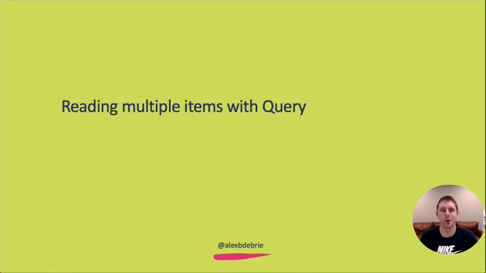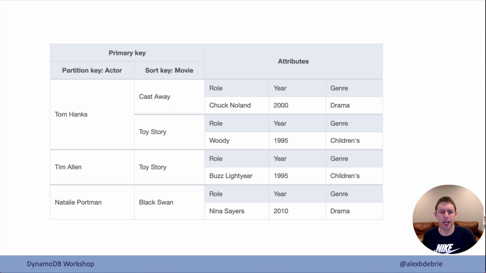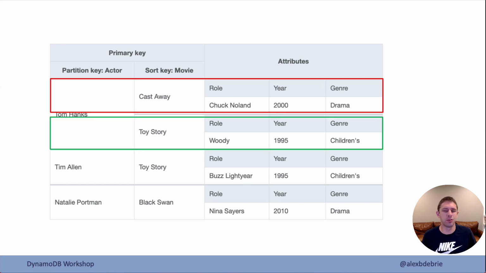So let's learn about this query operation, which is my favorite operation in DynamoDB because it gives you a lot of power, a lot of flexibility, while still remaining a very efficient operation that you can use a lot in your application. So to see why that's useful, let's go back to our table that we have here with our 4 different items in it. And we just saw using BatchGetItem how we can retrieve multiple items in a single request, right? So if I want to get Tom Hanks in Castaway and Tom Hanks in Toy Story in a single request, I can do that with BatchGetItem.